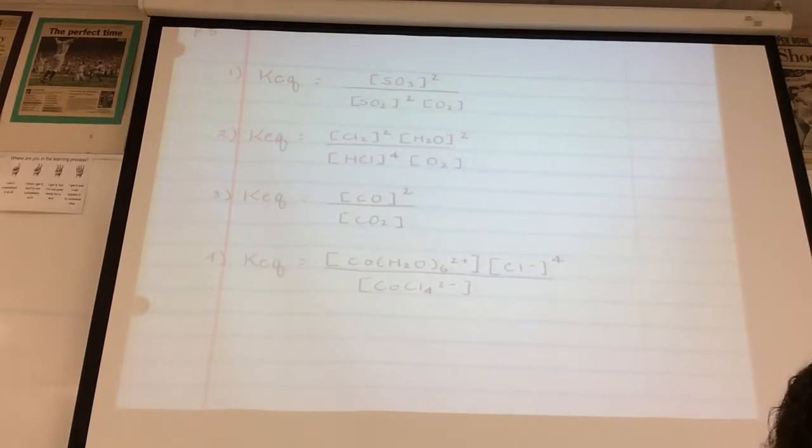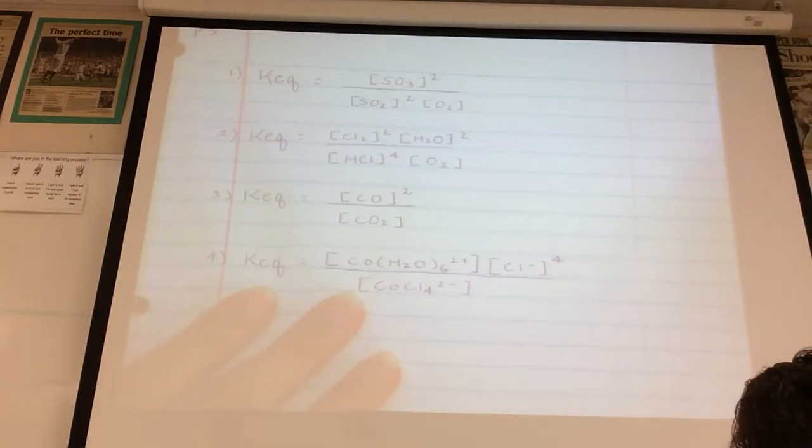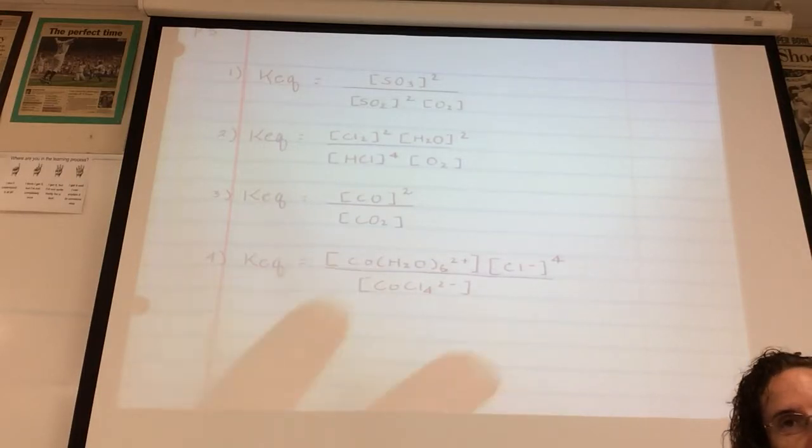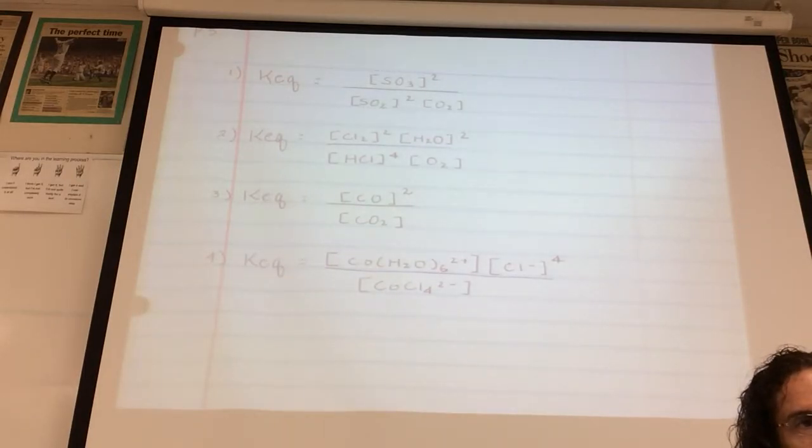All right. So now you know how to write KEQ expressions. Now we need to learn how to calculate them and interpret them. Okay? Are you with me? This is easy, right? We love easy.